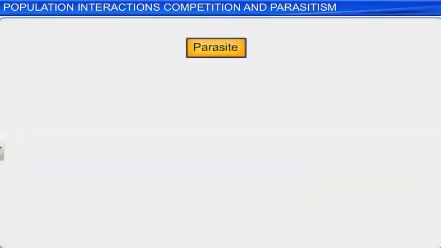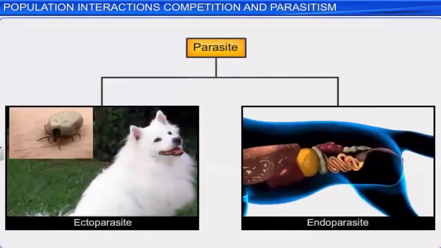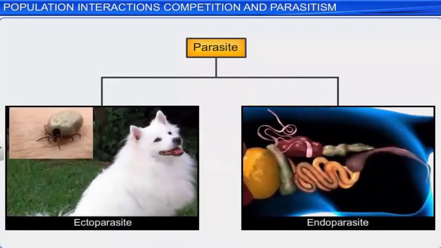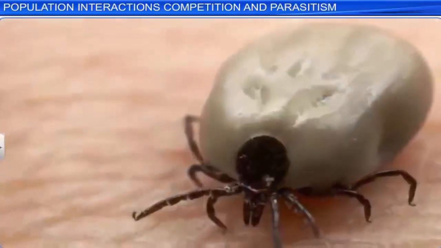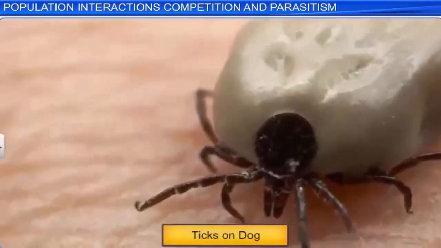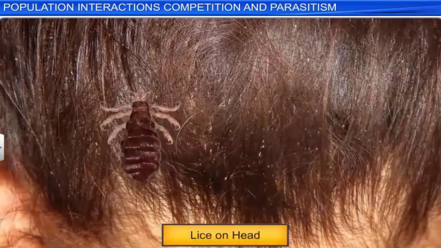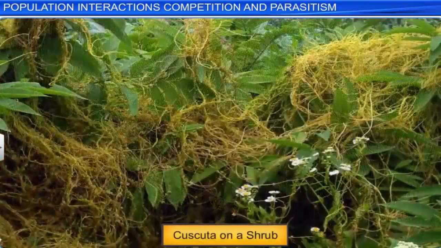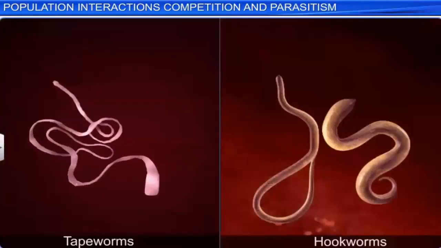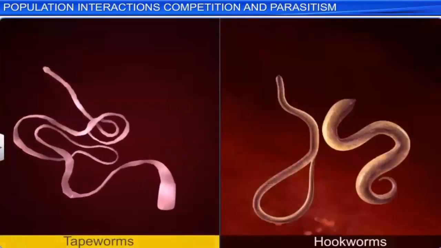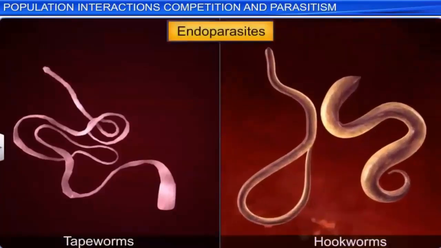Depending on where parasites live, they are classified as ectoparasites or endoparasites. Parasites that feed on the surface of a host are called ectoparasites, while those that live inside a host are called endoparasites. Some common examples of ectoparasites are ticks, lice, and Cuscuta. On the other hand, tapeworms and hookworms are examples of endoparasites.